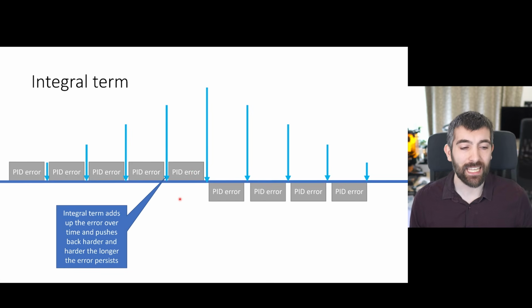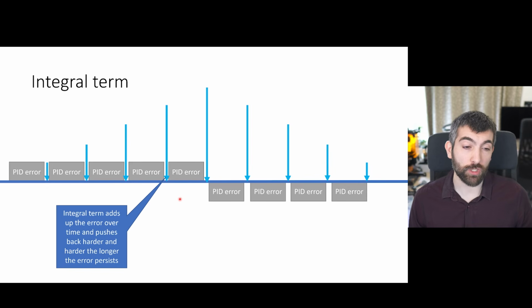Now let's take a look at the integral term. The integral term is again looking at the PID error, so the difference between the set point and the gyro, and it's adding up that error over time, and the more that error adds up over time, the harder the integral term is pushing back to bring the quad back into line.